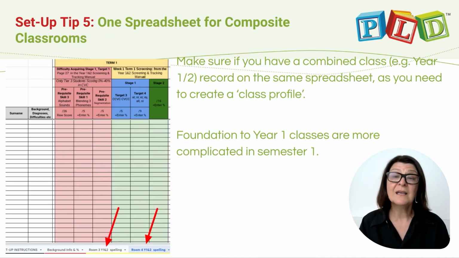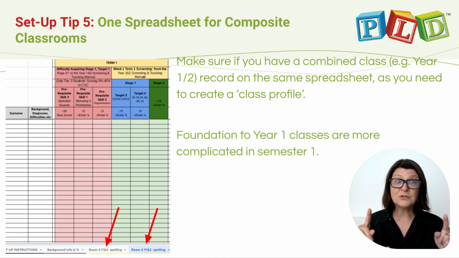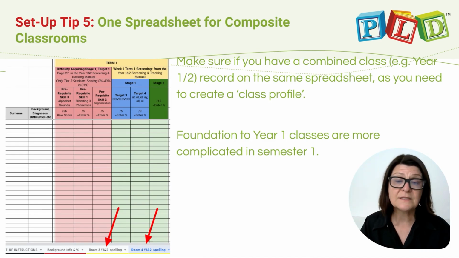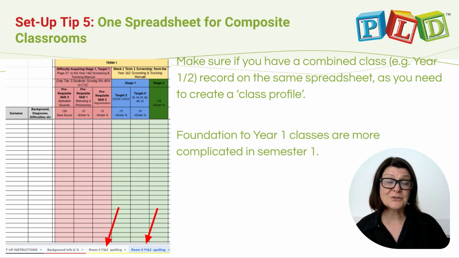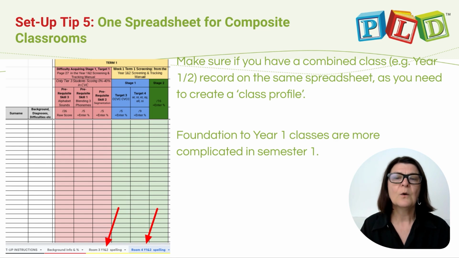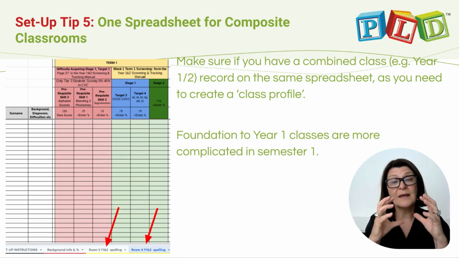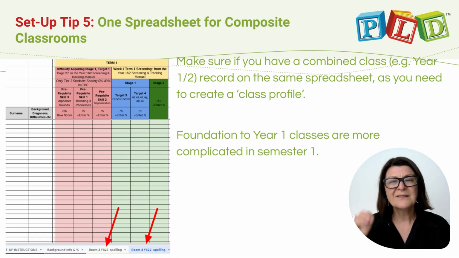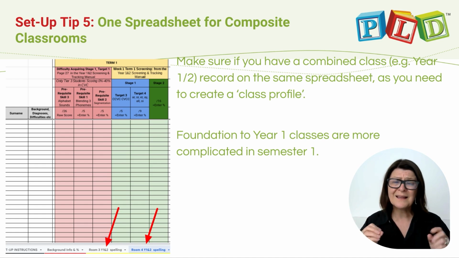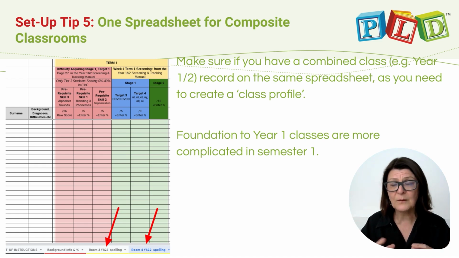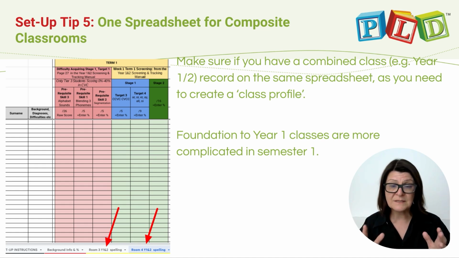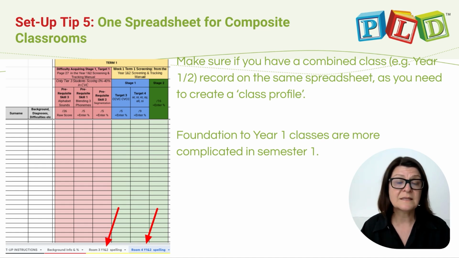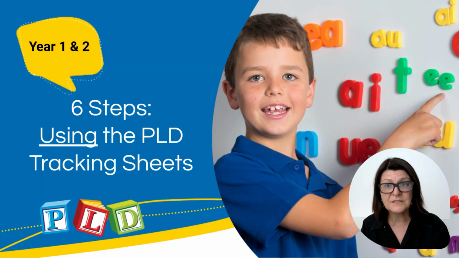Number 5, if you've got a composite Year 1, Year 2 class, it is essential that these students are grouped together and that we aren't having Year 1s on one sheet and Year 2s on another sheet, but they are all together because we want a teaching plan for those 2 year levels. The foundation Year 1 classes are more complicated, and we may find that foundation is separate until semester 2, and then they can easily be integrated into the one tracking sheet.